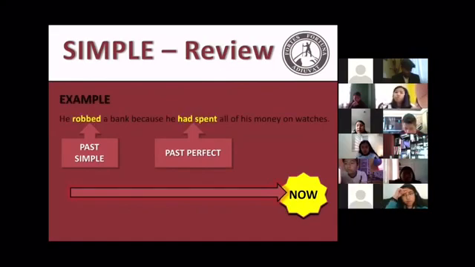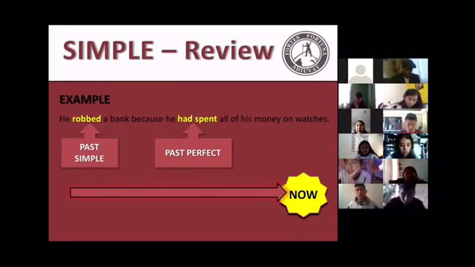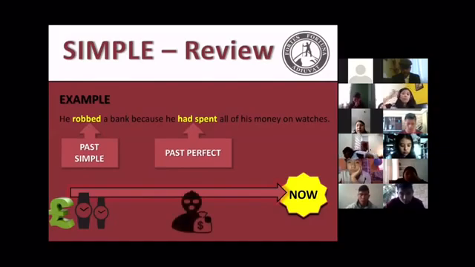Here was one of the examples we used last week. Do you remember it? He robbed a bank because he had spent all of his money on watches. Remember that the past perfect part is first, and then the simple past part we use for the second event in the past. So if you can just tell me what happened first in that sentence. Okay, Rodders, you're on form today. Wonderful. First, he spent his money, and then he had to rob the bank. Okay, so he spent his money on the watches, and then he had none left, so he went to rob.